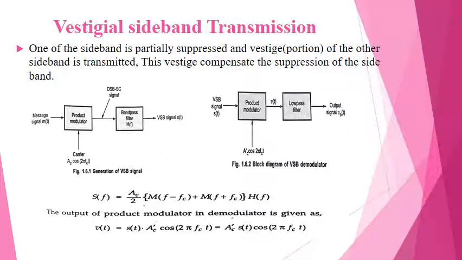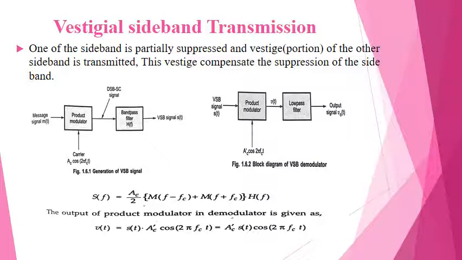It means one of the sidebands is partially suppressed and the vestige of the other sideband is transmitted. So this vestige compensates the suppression of the sidebands. First we are passing the message signal, and on the other side we are passing the carrier signal. Both are given to the product modulator and we will receive the DSB-SC signal.